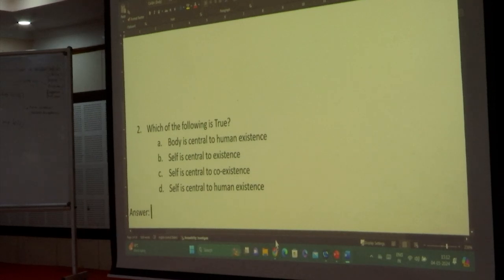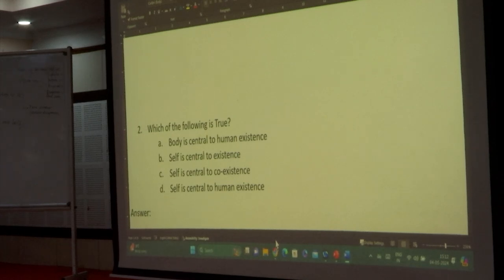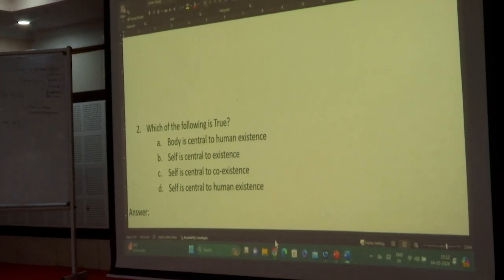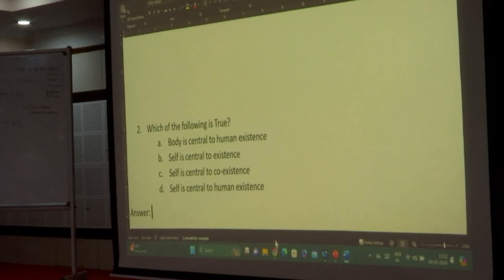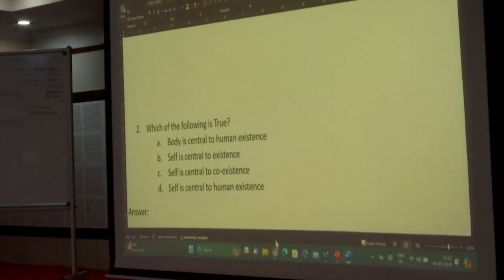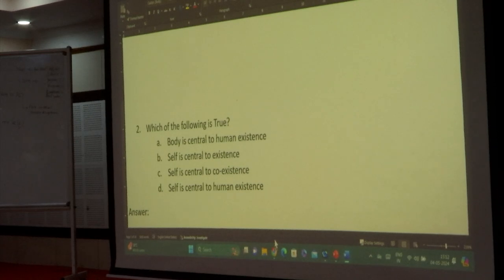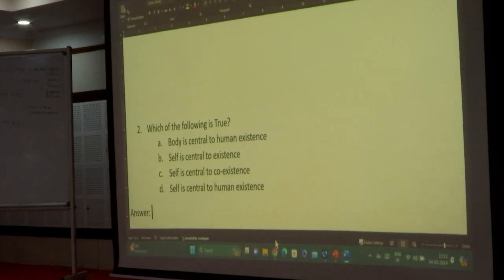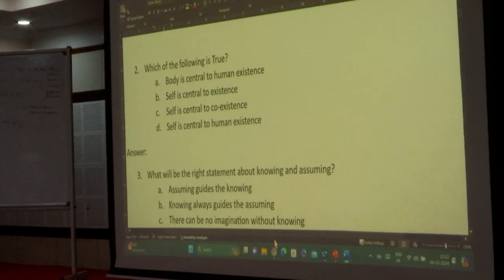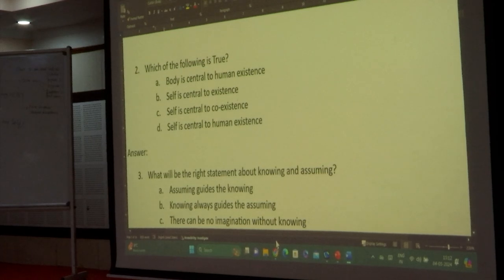Self is the central for the existence. Human existence. Human existence. Human existence. D. D. Look at the options closely. D. Self is the center of human existence. D. D. Self is central to human existence. Human existence. Not coexistence or existence. Okay.